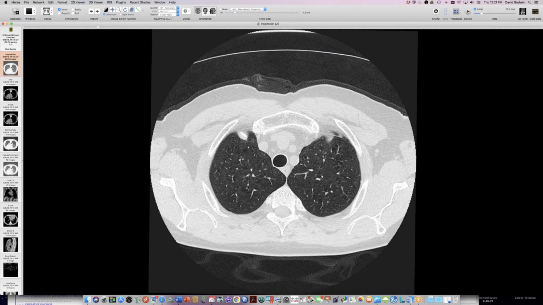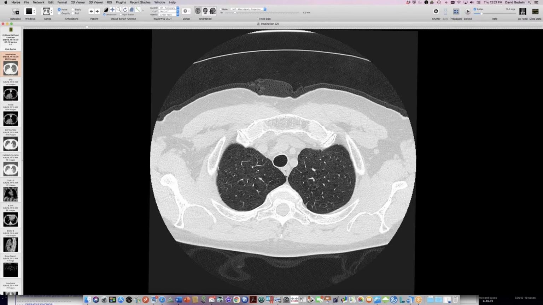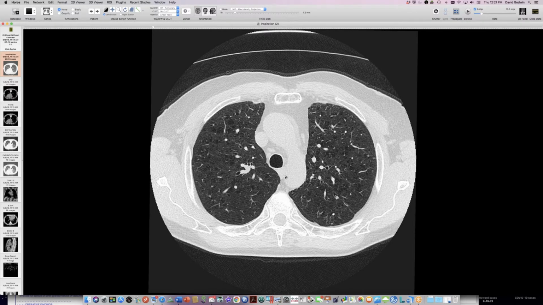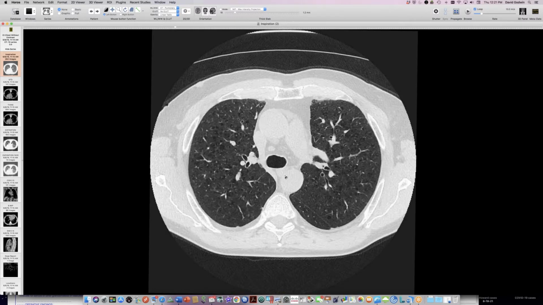Were you able to tell what was left on the scan? I'll have to dig out the op report and find out what they did and whatever resection they did, how they did it, stuff like that. But I think you're right.